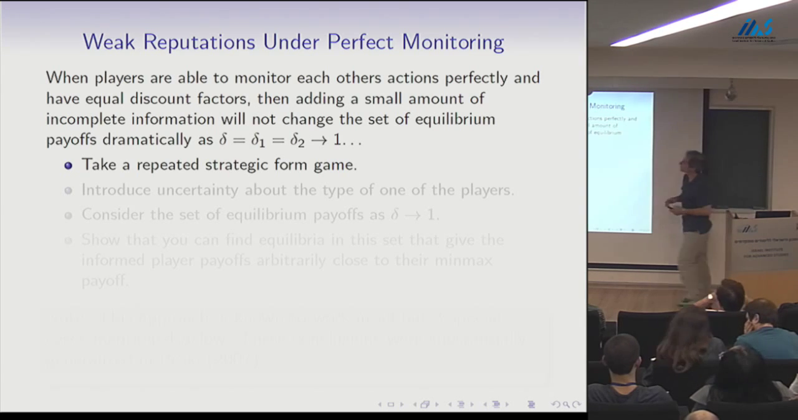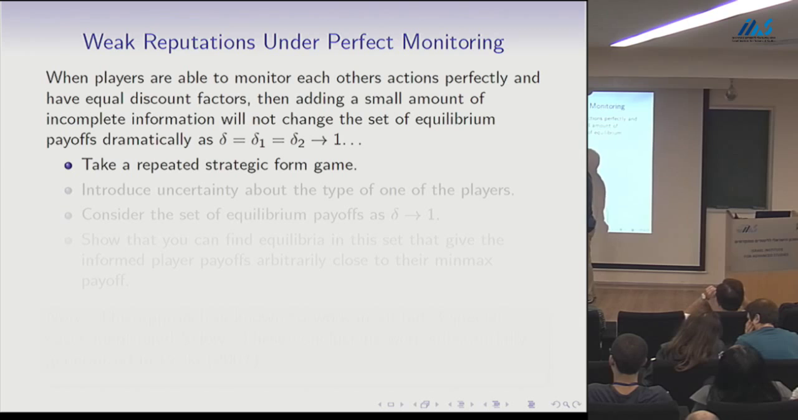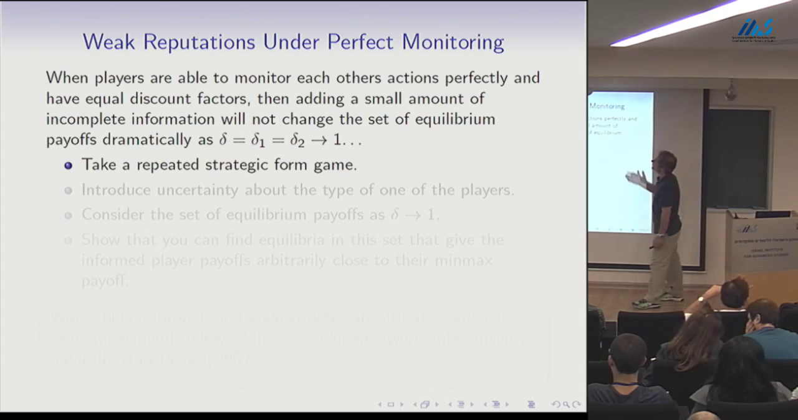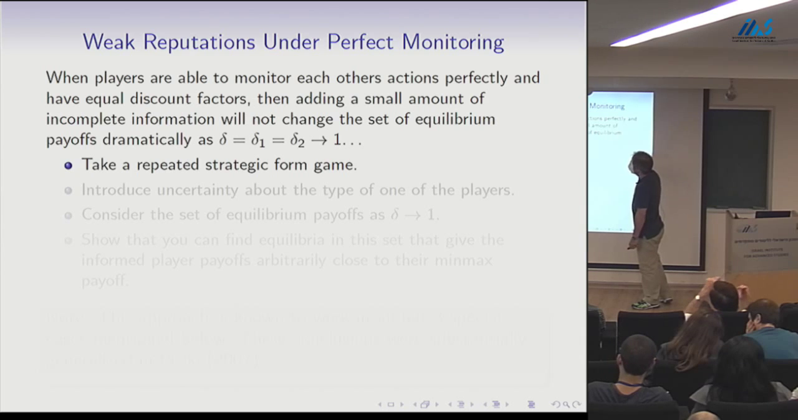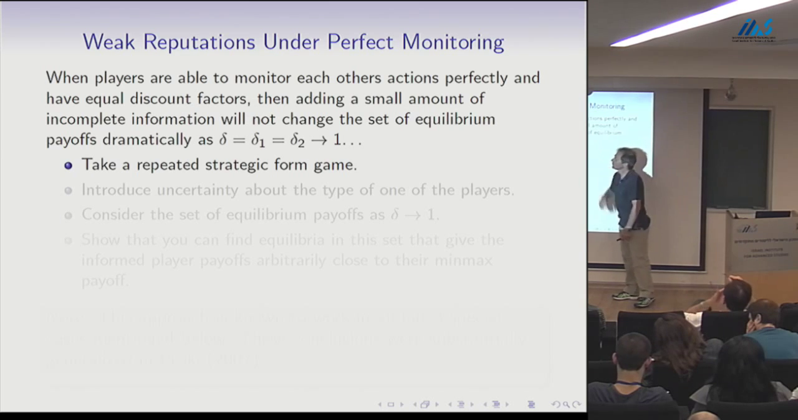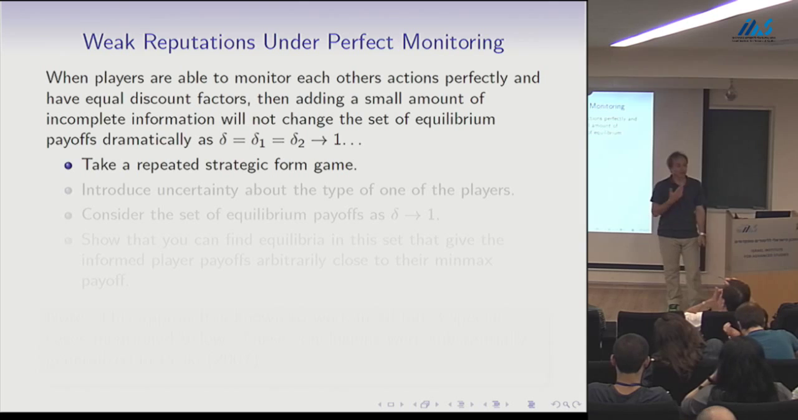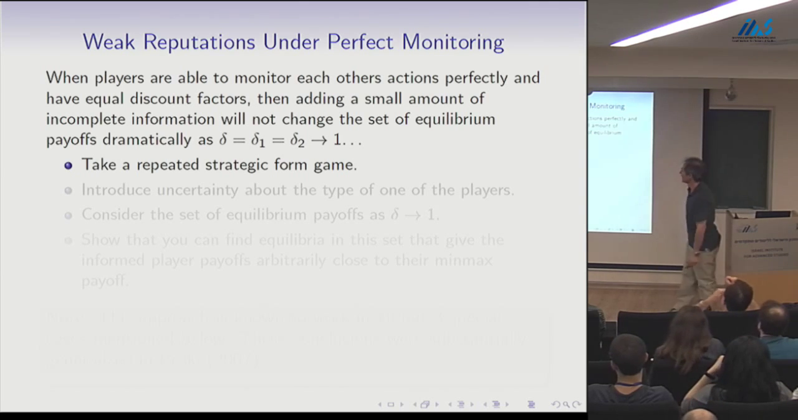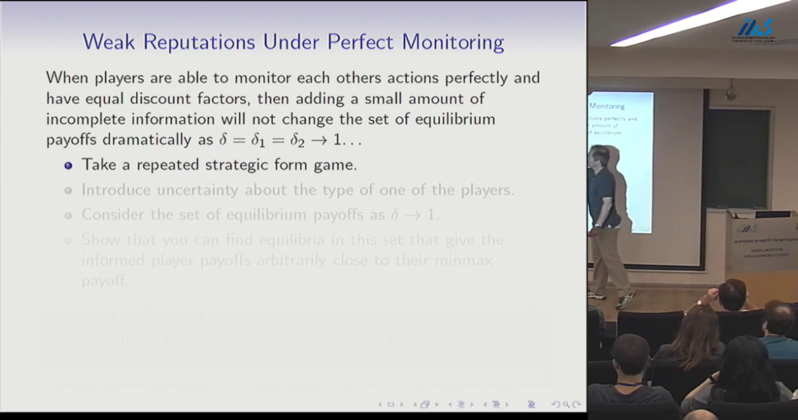Now we're going to look at the case where delta 1 is equal to delta 2, both of those tending to 1. And generally in this world, we're not going to get a lot of reputation effects, apart from quite special cases. And I'll give you an argument which explains why that's true.